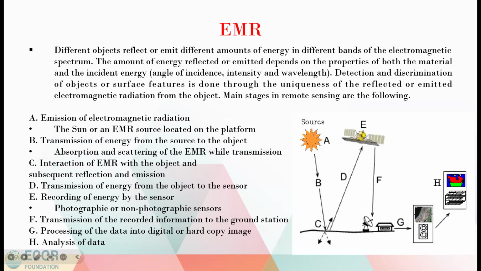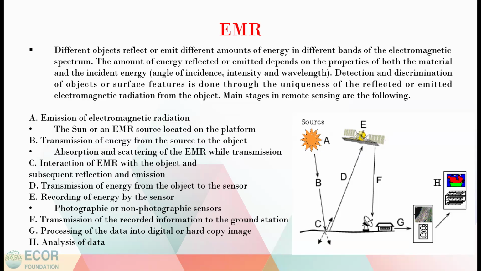So the EMR spectrum: if you plot all different types of EMR based on their wavelength, you get the EMR spectrum. It ranges from very high energy, that is gamma rays, to very low energy, that is radio waves. The part we can see with our naked eye, that is visible light, is just a very tiny slice of that EMR spectrum, from violet to red.